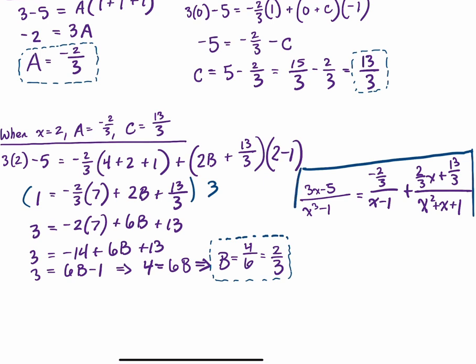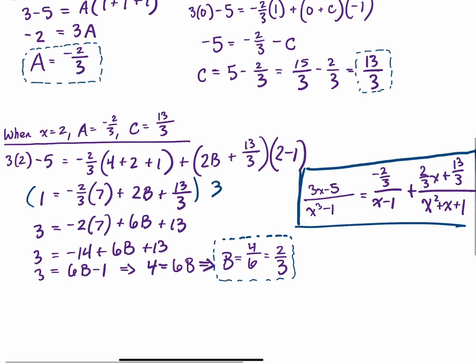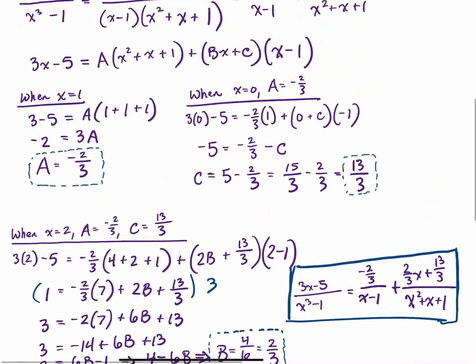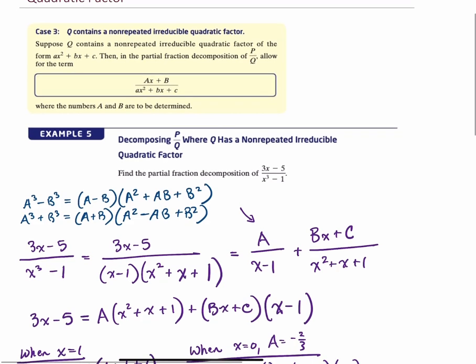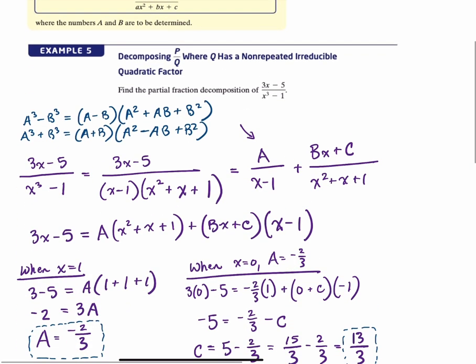So a little bit tricky with the fractions. But we were able to, again, just pick some values of x and plug that in, and then plug in our knowns once we found out what a and c were equal to. So this was a case of having a non-repeated irreducible quadratic factor. We had to add a term like this, where we have some linear term in x with 2 unknowns in the numerator.